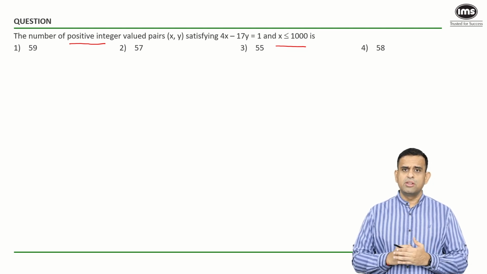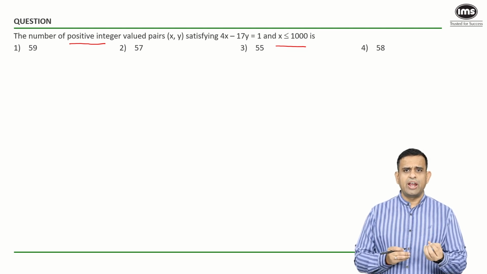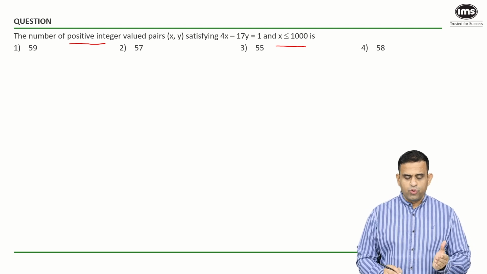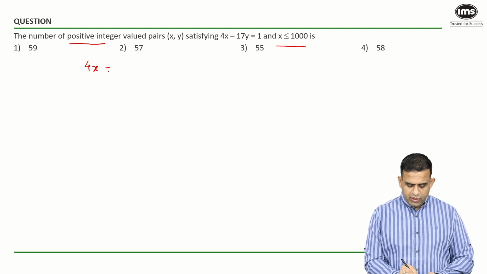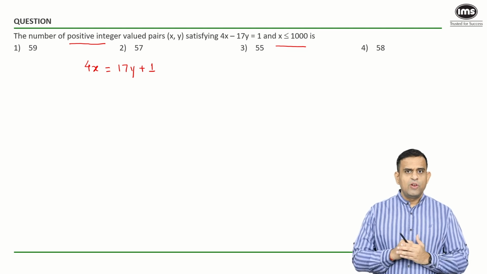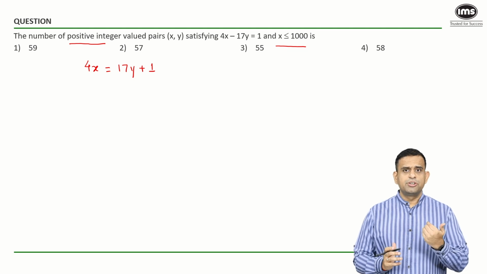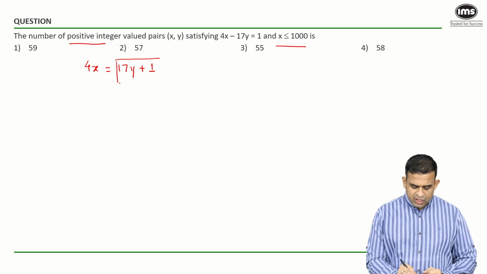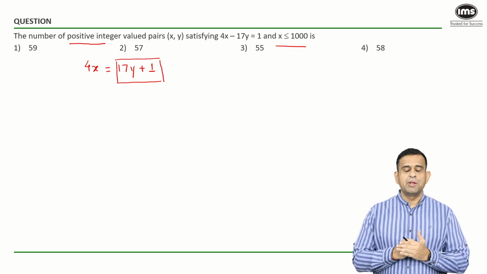Normally the starting point in this particular case is to try to find one small possible solution for x and y, and then we generate some sort of pattern. So if you look at 4x minus 17y equals 1, then 4x equals 17y plus 1. Now the left hand side is a multiple of 4 because x and y are positive integers, so the term 4 into x will be a multiple of 4. So I want to look at some positive integer value of y such that the term 17y plus 1 becomes a multiple of 4.